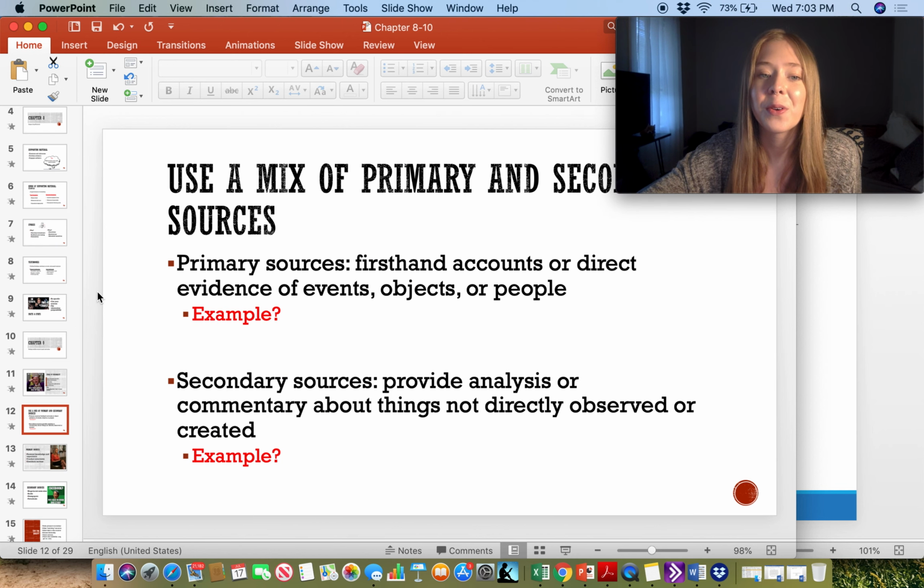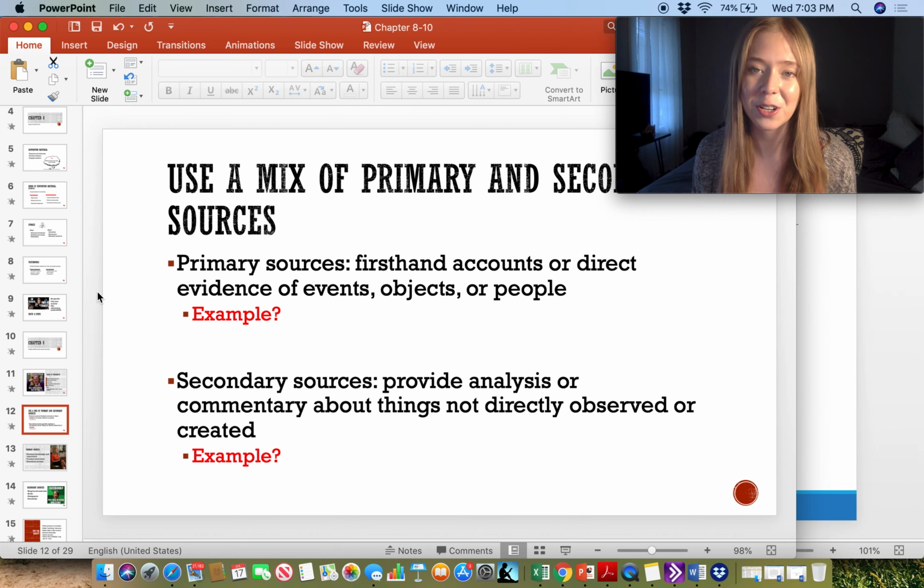Next, we're going to use a mix of primary and secondary sources. So understanding the difference between primary and secondary sources is also really necessary and helpful. Primary sources are first-hand accounts or direct evidence of events, objects, or people. So the Constitution is obviously a primary document. You're not reading an opinion on the Constitution, you're actually reading the document itself.